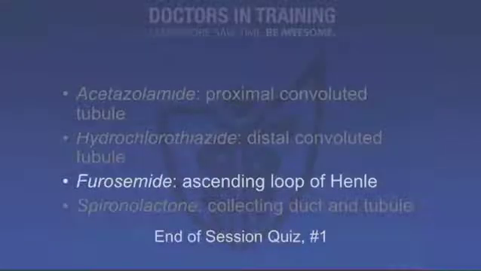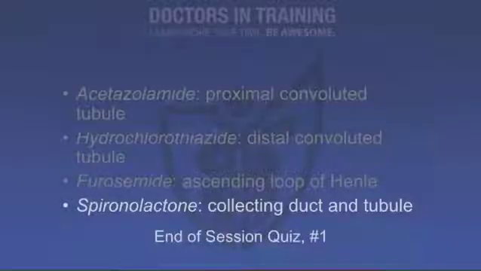The next one is furosemide, and that's a loop diuretic. So it works in the loop of Henle, in the ascending limb of the loop of Henle. You've got to know furosemide is a loop diuretic. It's one of the most common loop diuretics that's used. And then the last drug, spironolactone, it acts in the collecting duct and tubule because it's a potassium-sparing diuretic.